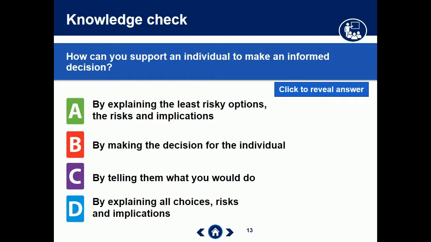These are unique to the individual, so a decision that is right for you may not be right for the individual. The individual should be given all available options, risks and implications, and supported to make their own decisions whenever possible. D. Health and social care workers can support individuals to make decisions by ensuring that they understand all the options and the risks and implications of making each decision.